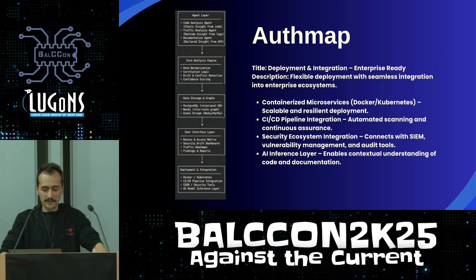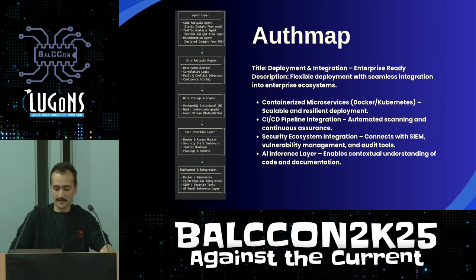For the security ecosystem integration, we can connect with the SIEM through syslog or any of the vulnerability management tools, for integration purposes, and audit tools. So AuthMap is very layered, and AuthMap aims to integrate with the enterprise environment and whatever tools of the enterprise's choosing. And then the AI interface layer enables contextual understanding of the code and documentation through all of the data that we have gathered.